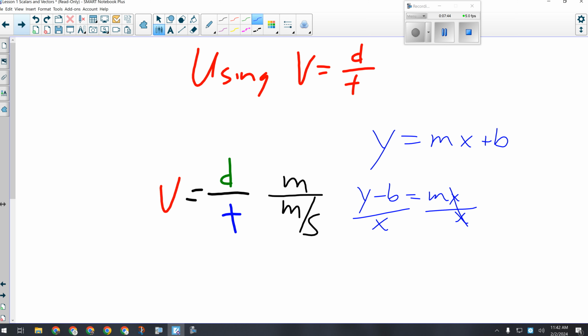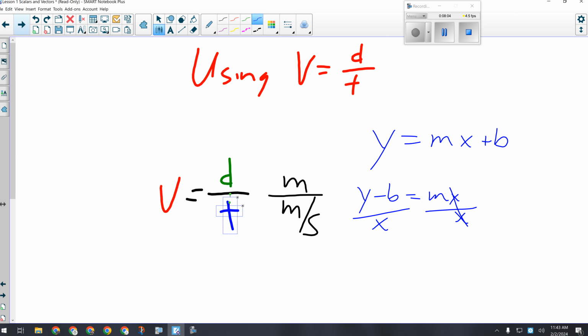So if I wanted to manipulate this formula to solve for D, what would I do? I want D by itself. Multiply by T. Right, multiply both sides by T. I want both parts of the T to come. T times V equals D.